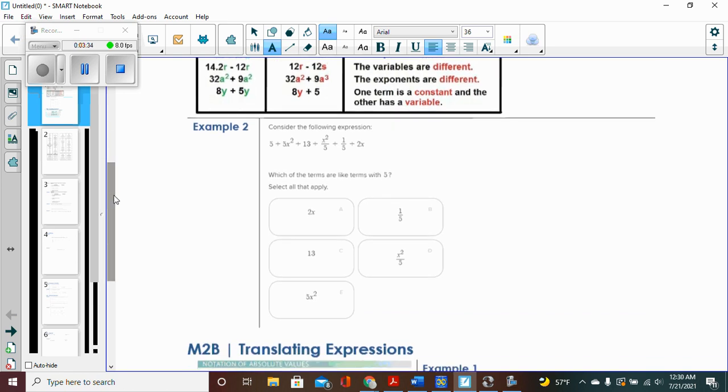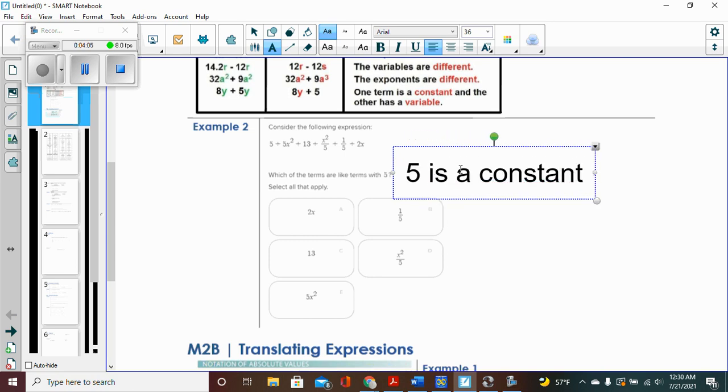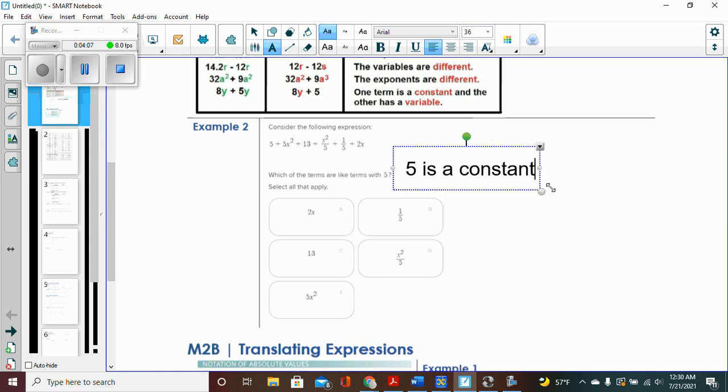Example 2. Consider the following expression: 5 plus 5x squared plus 13 plus the quotient of x squared over 5 plus 1/5 plus 2x's. Which of the terms are like terms with 5? Looking at the options below, 5 is a constant. I'm just going to write that on the side. 5 is a constant, so the only options here will be other constants, so no numbers attached to variables.